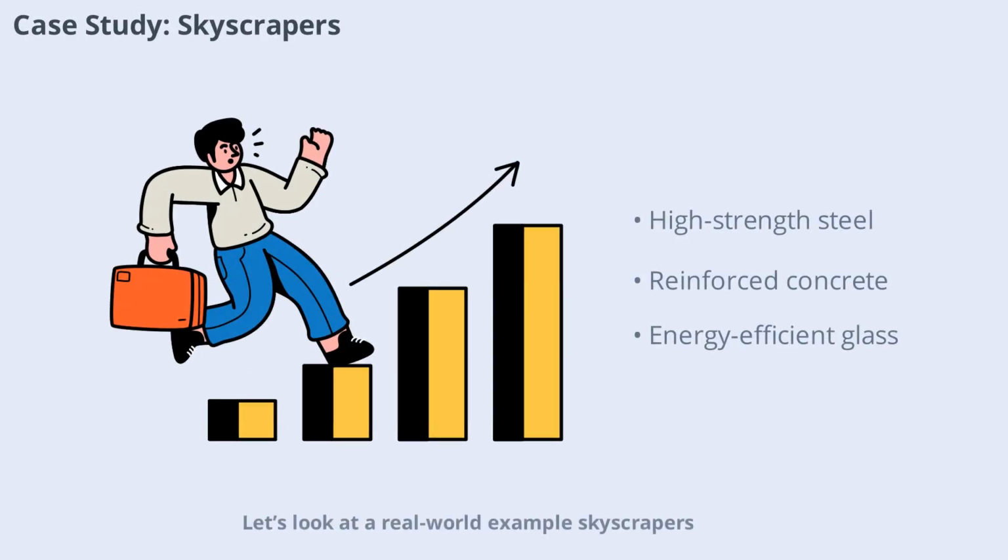Let's look at a real-world example: skyscrapers. These towering structures rely on high-strength steel, reinforced concrete, and advanced glass. Materials engineers select and test materials to ensure safety, durability, and energy efficiency. Their expertise makes modern city skylines possible.